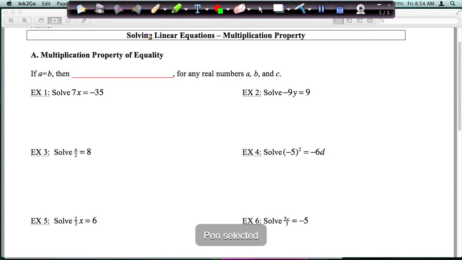Okay, we're going to go ahead and look at solving linear equations using the multiplication property. So let's go ahead and start our notes.